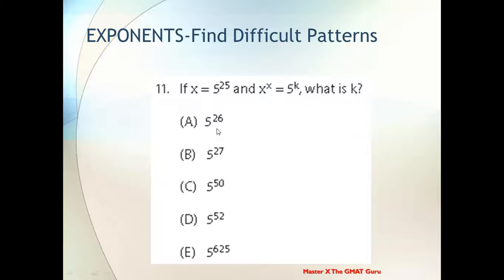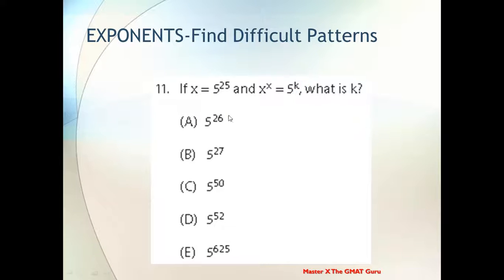A, is it 5 to the power of 26? Is it 5 to the power of 27? Remember, this is supposed to be k, not the whole number, just k. Okay? So the whole number would be 5 to the power of 5 to the power of 26. We're looking for k here. That's the question. What is k? So is k 5 to the power of 26, 5 to the power of 27, 5 to the power of 50, 5 to the power of 52, or 5 to the power of 625? All right, so remember again, the question is, what is k? This one, not including the base.